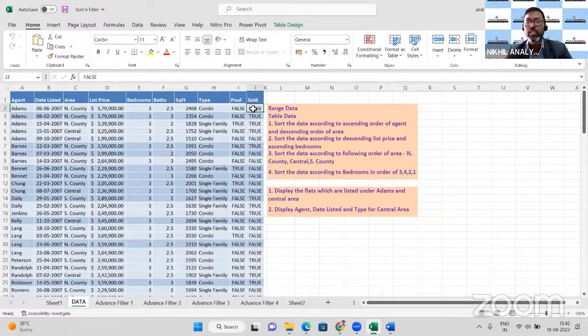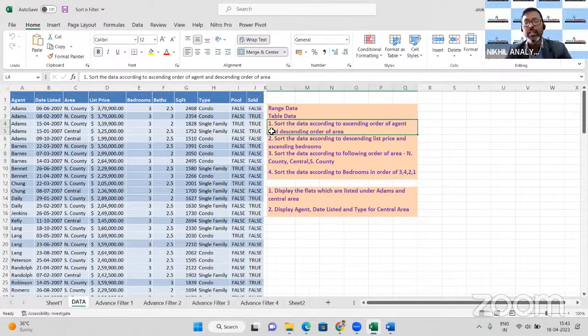Normally, everyone knows how to sort data by one column. Do you know how to sort data by two columns or multiple columns? Okay, in case you don't know, I'm going to show you just 2 or 3 clicks and you can easily do the sorting here. I'm taking a small question here which will help you understand what task I'm doing. Sort the data in ascending order of agent, ascending order means A to Z, small to large, and descending order, that is Z to A, or large to small, descending order of area. So I have to do two-column sorting.